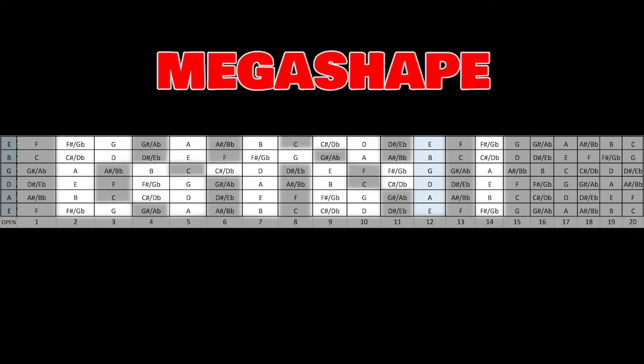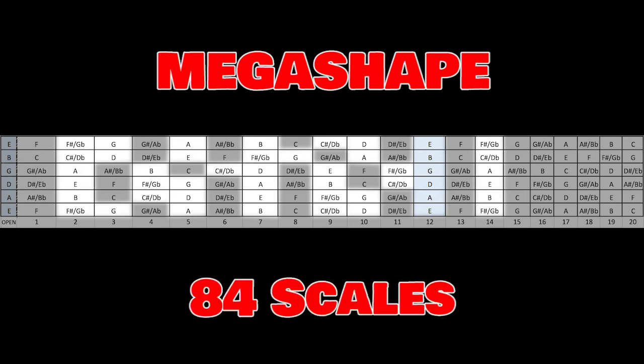Since the MEGASHAPE can represent 7 modes, and you can shift it around to 12 different positions, this means that if you know the MEGASHAPE, you know 84 different scales, and you know them all over the neck. So I think the answer is pretty clear. All we have to do is get MEGASHAPE tattooed right here on our forearms, and then we'll never be lost on the fretboard again.